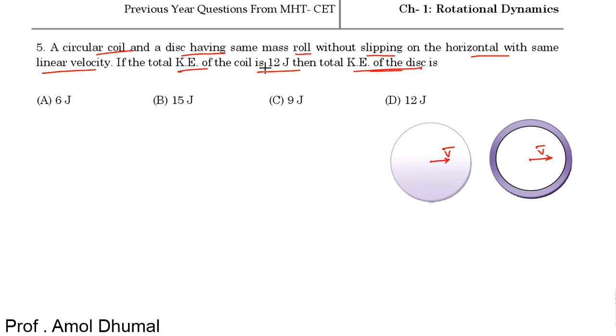So the kinetic energy of coil is given as 12 joule and we have to find out the total kinetic energy of disk. For solving this problem, we can use the formula of kinetic energies, and by taking ratio of these two, we can find out the energy of disk. See how to solve this.